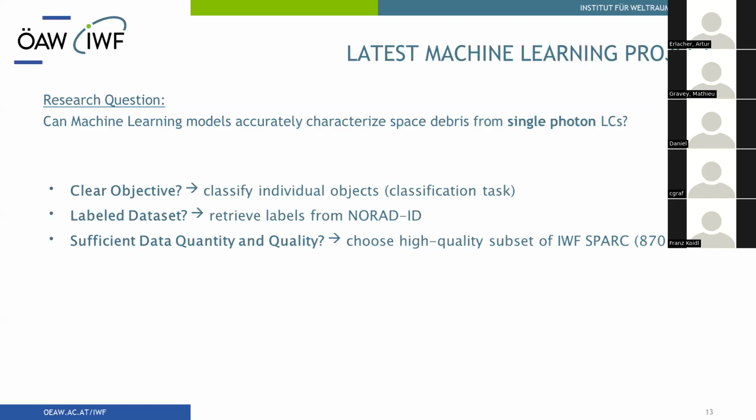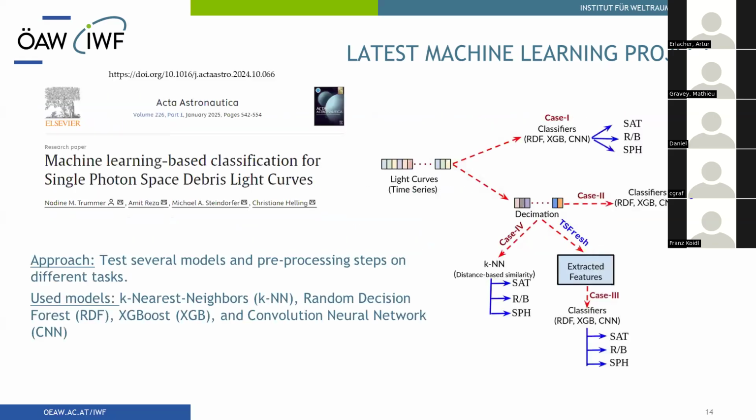We can retrieve labels using the NORAD ID, an internationally identified entry where we can get data about the catalog objects. And lastly, do we have sufficient data quantity and quality? In this case, as I just mentioned before, we chose a data subset where we were very sure that the data was high quality. And this is our application.